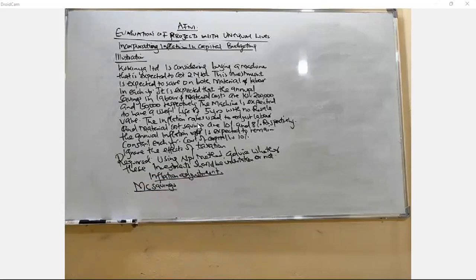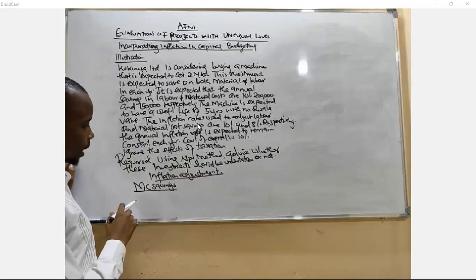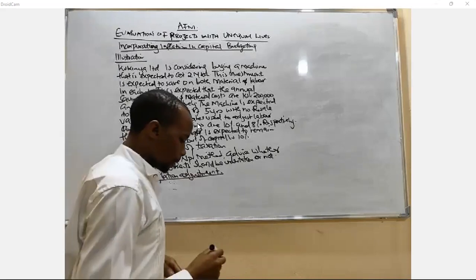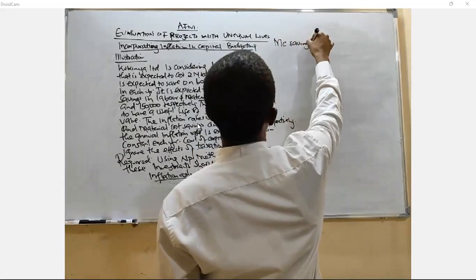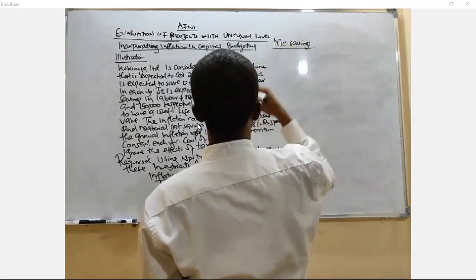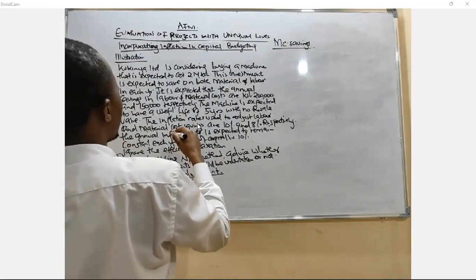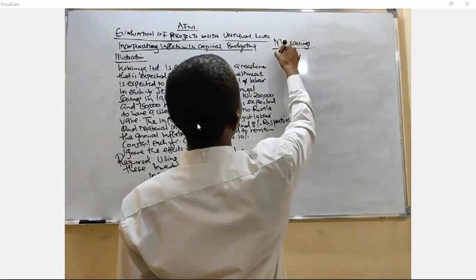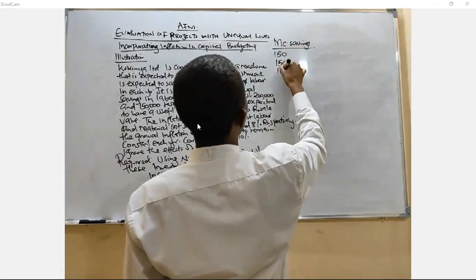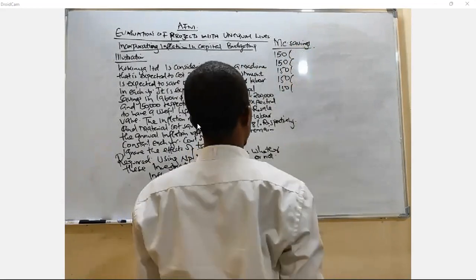Material cost savings. Each year, how much are we going to be saving? We were told we are going to be saving 150 for material. So we have 150, 150, 150, 150, 150, because our project is going to be taking 5 years, correct?